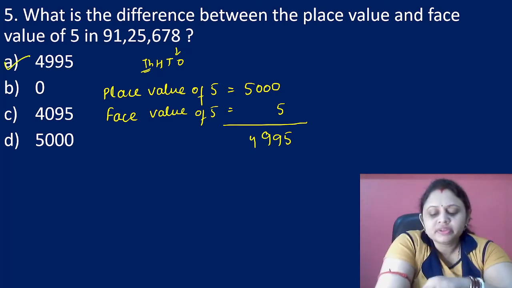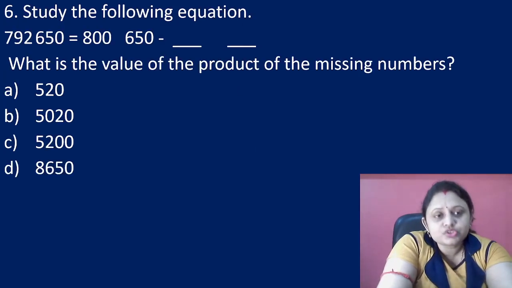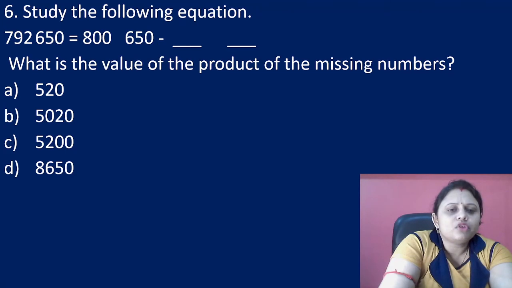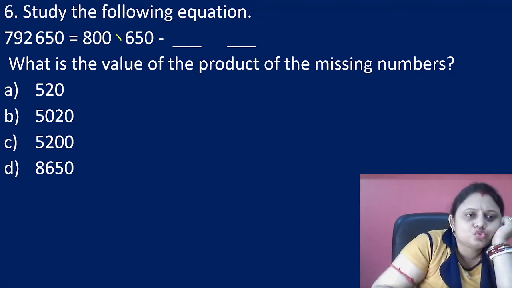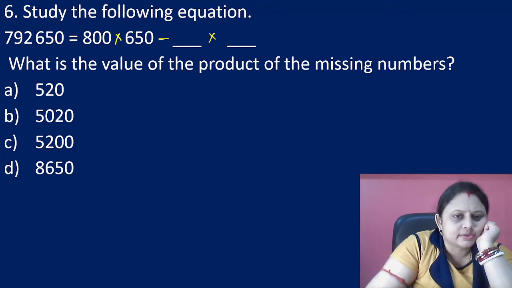ओके बच्चों, इजी है ना, मजा आ रहा है क्वेश्चन में. चलो, लेट्स मूव टू द नेक्स्ट क्वेश्चन. स्टडी द फॉलोइंग इक्वेशन. 800 इंटू 650 माइनस डैश इंटू डैश, ये नंबर कैसे निकलेगा? ओके, ये नंबर जो है, व्हाट इज द वैल्यू ऑफ प्रोडक्ट ऑफ द मिसिंग नंबर्स?